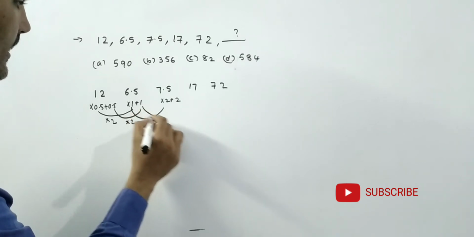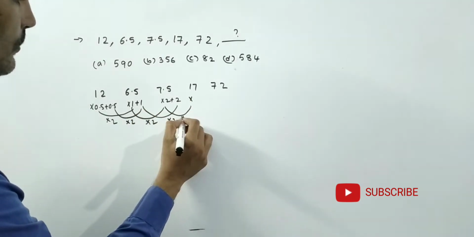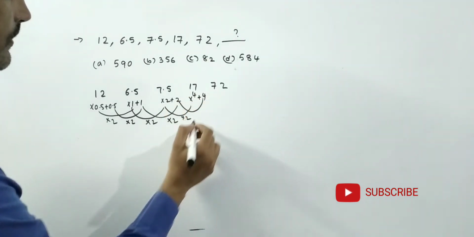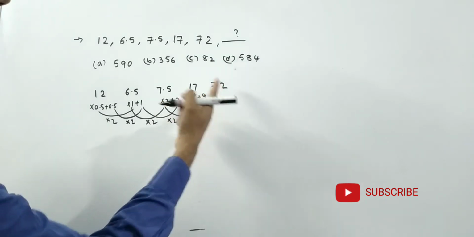Into 2. Again into 2. Then here into 2. Into 2 means 4 will come. Then again into 2, 4. 17 4s are how much? 68. 68 plus 4, 72.